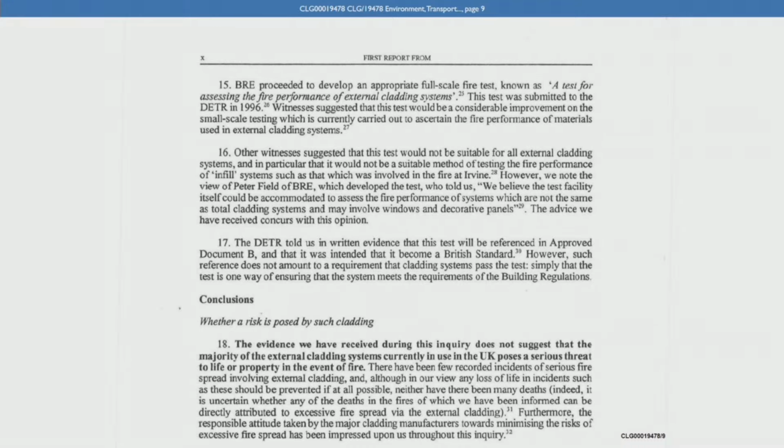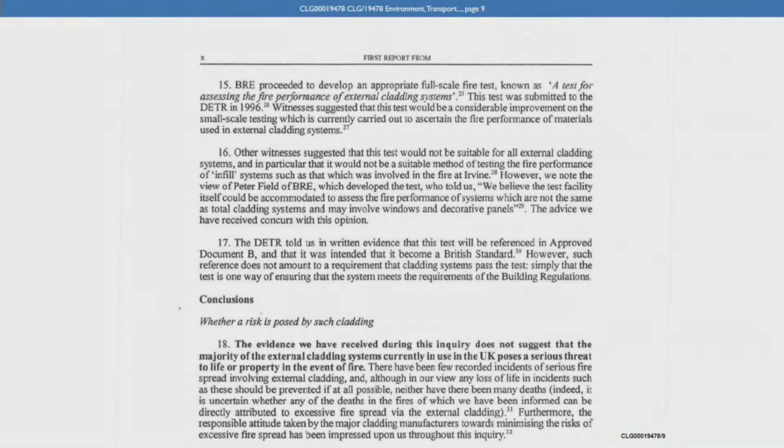However, we note the view of Peter Field of BRE, which developed the test, who told us, quote, we believe the test facility itself could be accommodated to assess the fire performance of systems which are not the same as total cladding systems and may involve windows and decorative panels, close quote. The advice we have received concurs with this opinion.